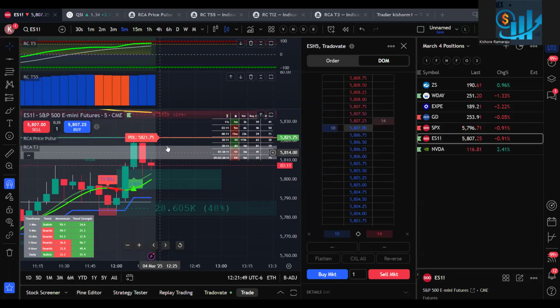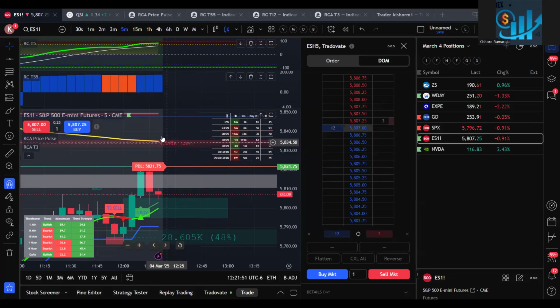So if it breaks 58.21, then it can go all the way to 58.30. That is our next target. So this is always previous day low, previous day high. They are our target one. If it is a bullish ticker, then previous day high is our target. If it is a bearish ticker, previous day low is our first target.